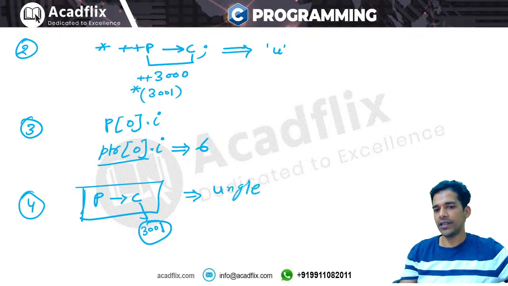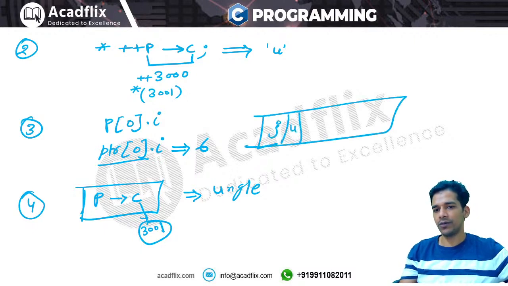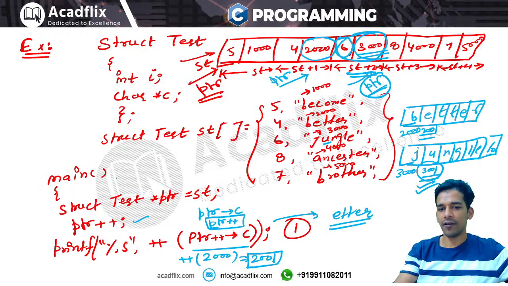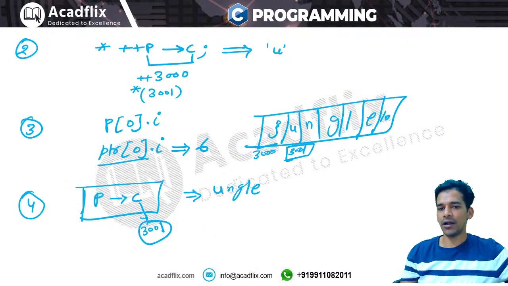UNGLE. The string is stored like this: JUNGLE and then null. यहाँ पर है आपका 3000 और यहाँ पर है 3001. तो जो आपने कहा कि आपको ये P का C मेंबर एक्सेस करना है, we know that C पहले इंक्रीमेंट हो चुका था, we had already incremented C. आपने यहाँ पर C को इंक्रीमेंट कर दिया था, right? So it will be printing jungle, that is UNGLE.